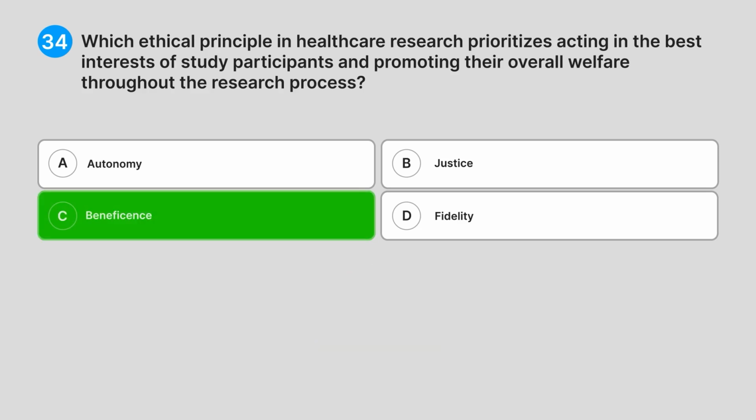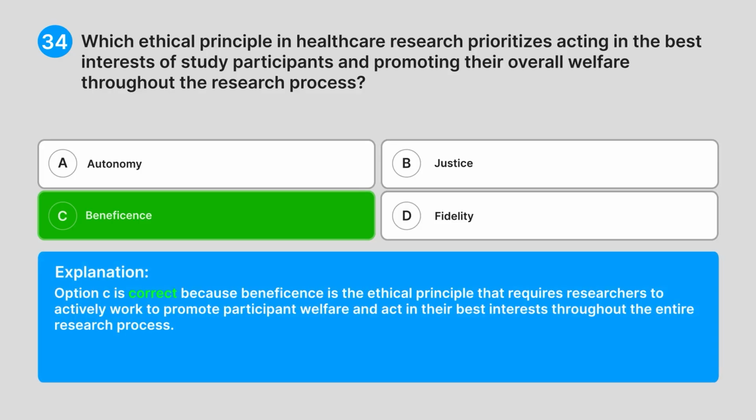Correct answer C. Beneficence. Explanation: option C is correct because beneficence is the ethical principle that requires researchers to actively work to promote participant welfare and act in their best interests throughout the entire research process.